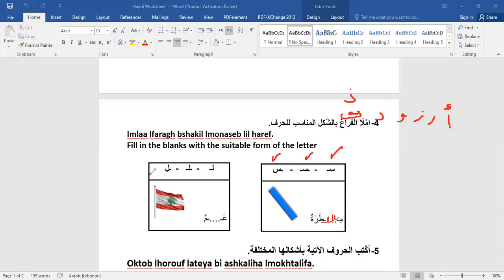Now, the second one, what's this letter? La. We have to fill it in the middle. Which one do we choose? The one in the middle. Yeah, exactly. Bravo. Do you want to try writing the alphabetical letters?